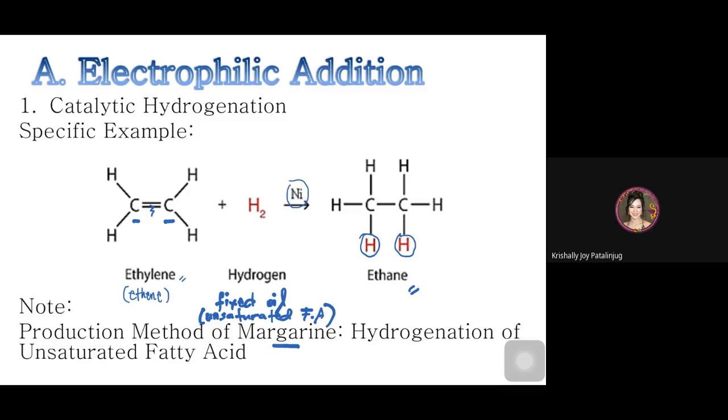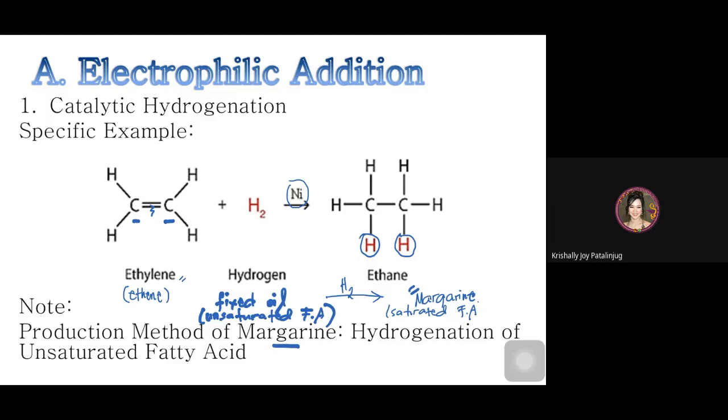Okay? That means the fixed oil must undergo hydrogenation, forming the saturated fatty acid, which is solid already. So that forms margarine, for instance. So this is a saturated fatty acid. So the industrial importance of the catalytic hydrogenation reaction is important.